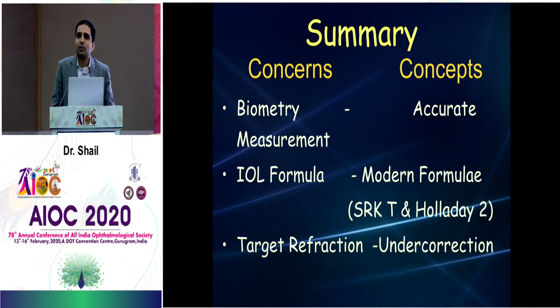So I think to conclude, pediatric eyes behave very, very differently compared to adult eyes. There is difficulty in achieving accurate measurements. The IOL formula is still a debate which is unanswered. And on target refraction, I think there is an overall consensus to undercorrect significantly. The younger the child, the more the undercorrection. The percentage varies from practice to practice. So I would like to end my talk at this point. Thank you so much.